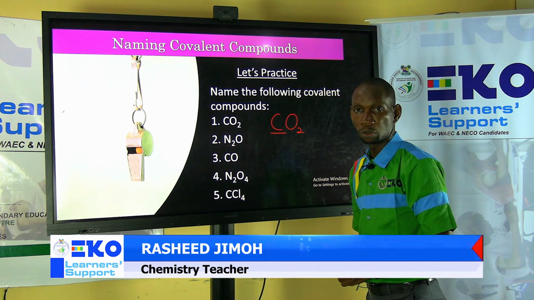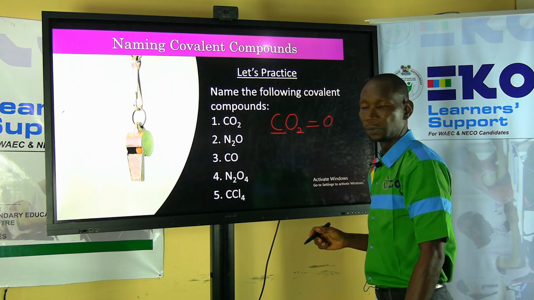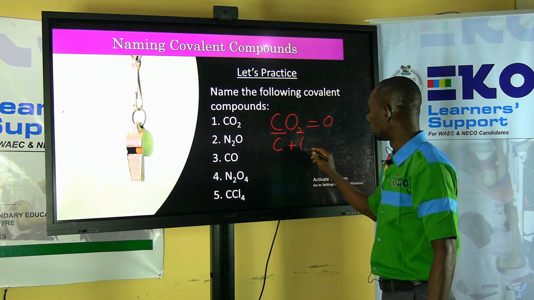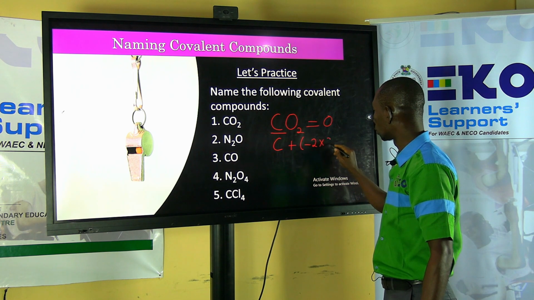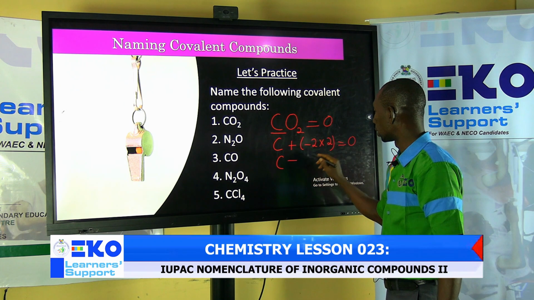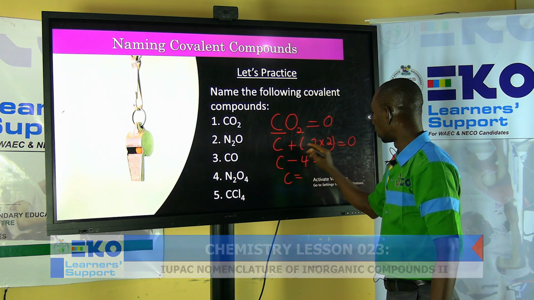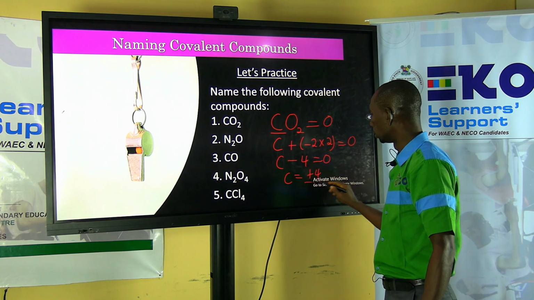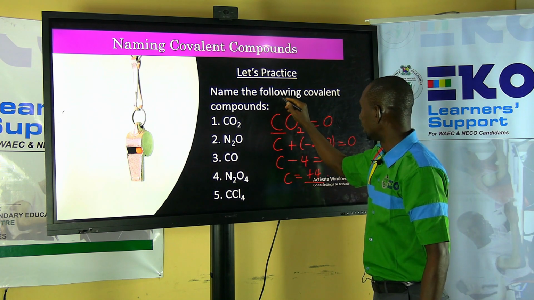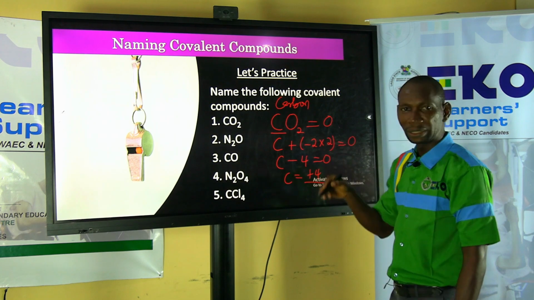But let me quickly demonstrate that to you. The sum of the oxidation numbers is going to be equal to 0, and since we want to calculate carbon, the oxidation number of oxygen is -2, and there are 2 atoms of it there. You have carbon plus 2 times -2, which is -4, equals 0. And moving -4 to the other side, our carbon becomes +4.